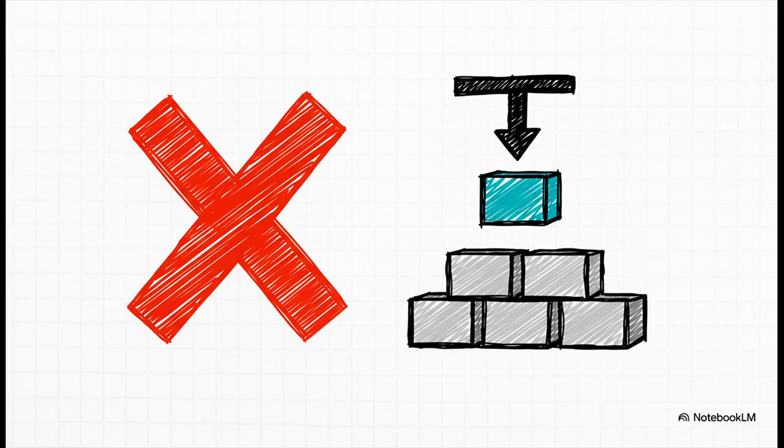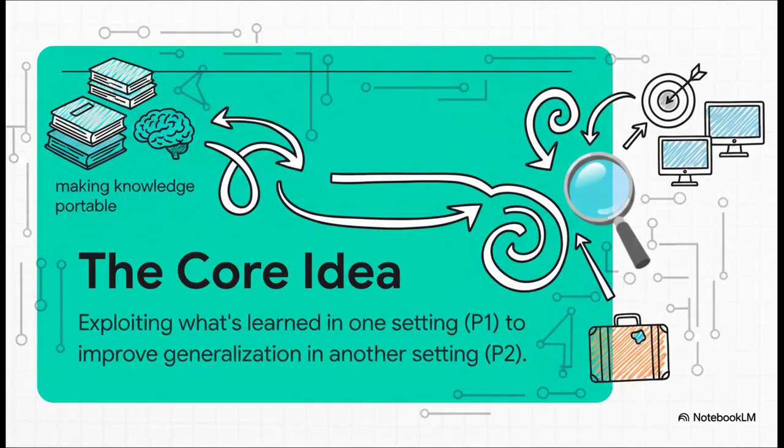And this is exactly where these two key ideas, transfer learning and domain adaptation, come into the picture. At their heart, both of these techniques share one really powerful idea. We can take what a model has learned in one situation and apply it to a completely different one. It's kind of like making knowledge portable, right? So our model can generalize and perform well even when it's looking at brand new data.